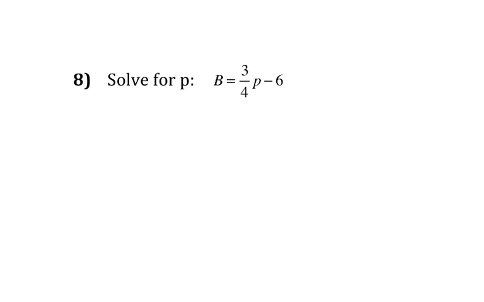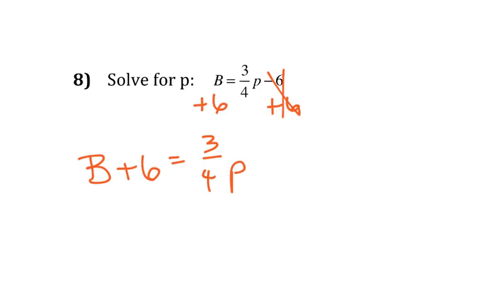Okay, and the last question on the warm-up is number 8. Solve for p. So I'm going to put my finger over the p. And what do you get rid of first? That minus 6. So I'm going to add 6. So b plus 6 equals, and then on the other side I just have the 3/4 p left because that's gone. And so I want the p to be by itself.